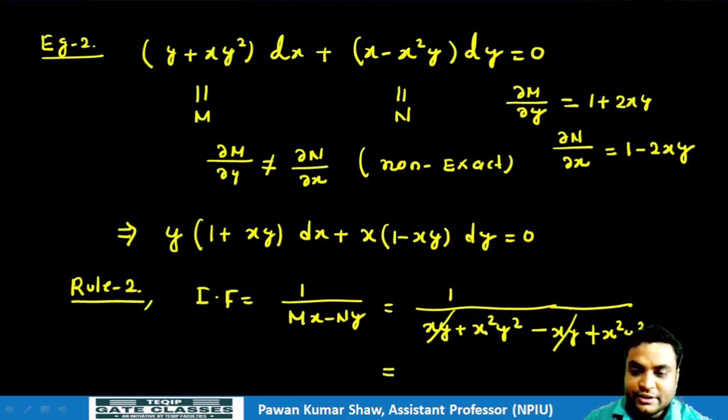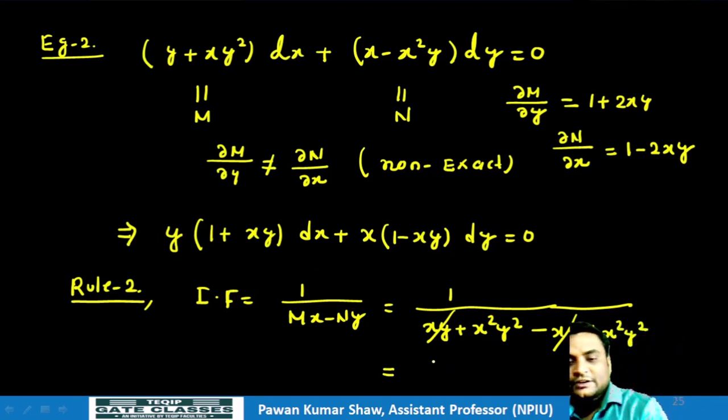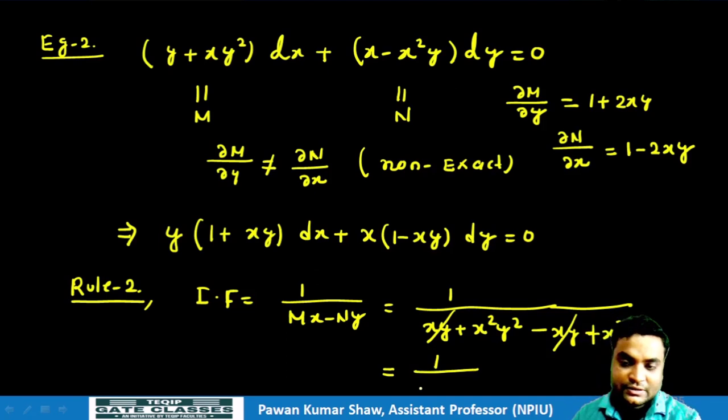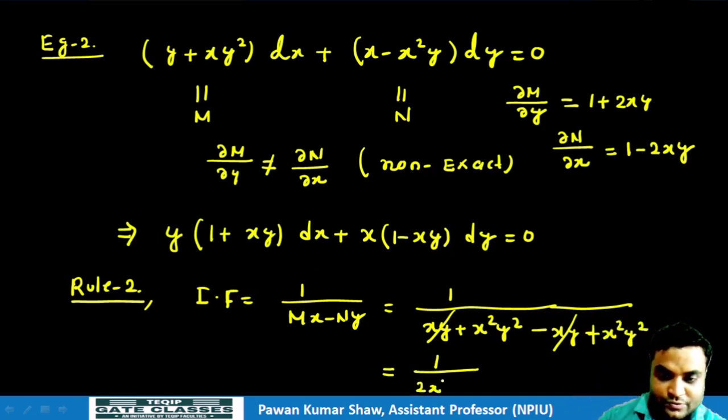We can write it as 1 by x square into y square plus another term, x square y square. So we can write it as 1 by 2x square y square. That will be our integrating factor. So now, if it is an integrating factor, multiply the equation 1 with our integrating factor.